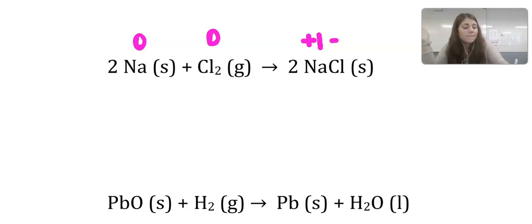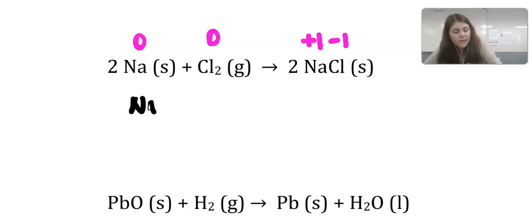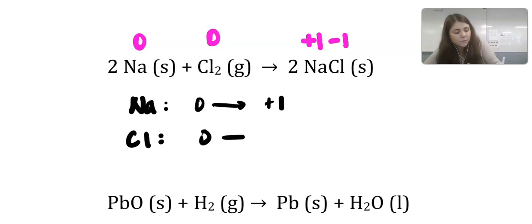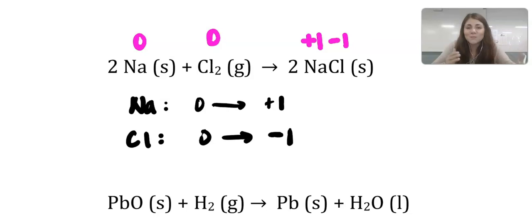Chlorine will be -1 because it would have a 1- charge as the ion. And if you look, NaCl, we don't have to do this part, but it will equal 0 because it's a neutral compound. So Na goes from 0 to +1, and chlorine goes from 0 to -1. So now you have to decide, did those numbers change? They sure did. Now we have to decide which ones are oxidized and which ones are reduced.